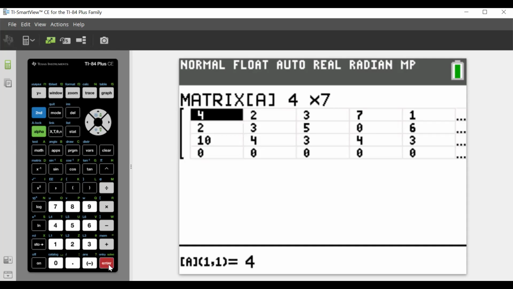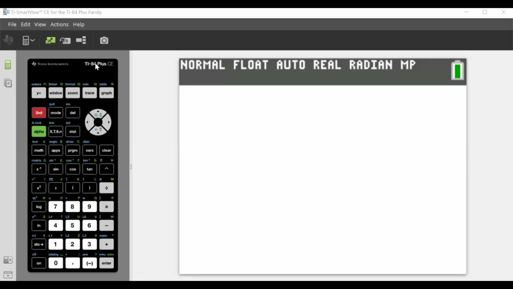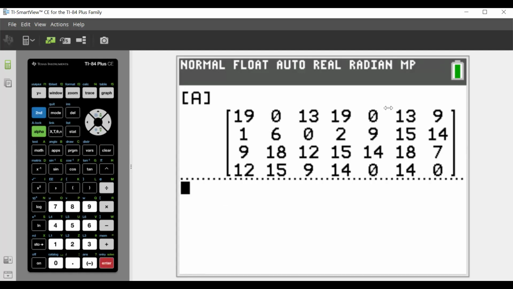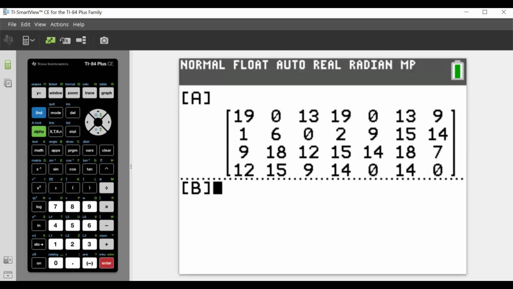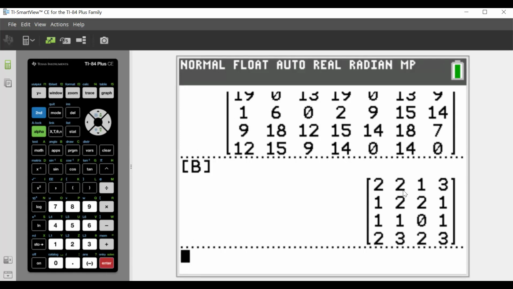There's a lot to type in here, so I'm going to pause and type it in. All right, so I've got everything typed in. I've got B typed in as well as C. So if we go here to matrix A, we can see that's our matrix A that we should have gotten. And our matrix B is the 4 by 4 that they gave us at the beginning.